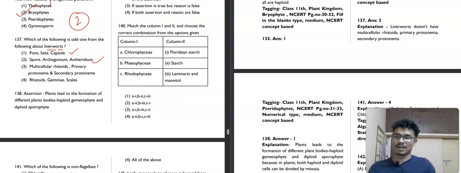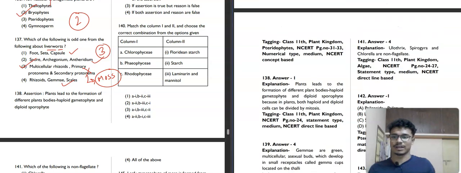Then multicellular rhizoid, primary protonema and secondary protonema is not related with liverworts. Rhizoid, gemma and scale are related with liverworts. These are related. Which of these is protonema related with? Protonema is related with moss. So here, the third option is our correct answer. This is the odd one. Now we'll move towards the next question, question number 138.